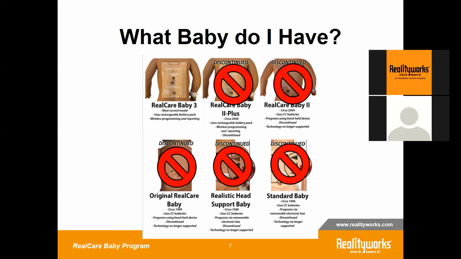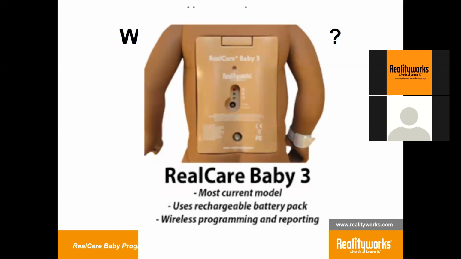The latest version is RealCare Baby 3. How you would identify if it's RealCare Baby 3 is you can just see the back. It has the name RealCare Baby 3 right across the top. This is the most current version. It uses the rechargeable batteries. It has the wireless programming and reporting along with it.